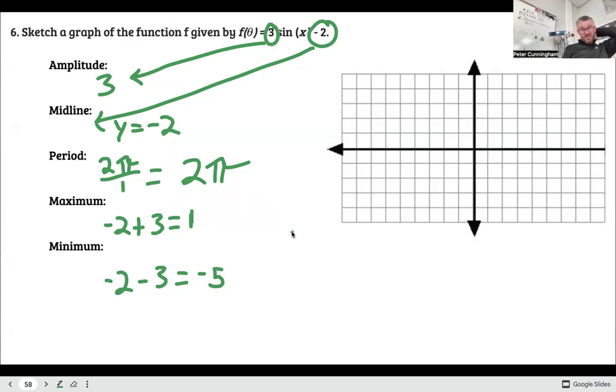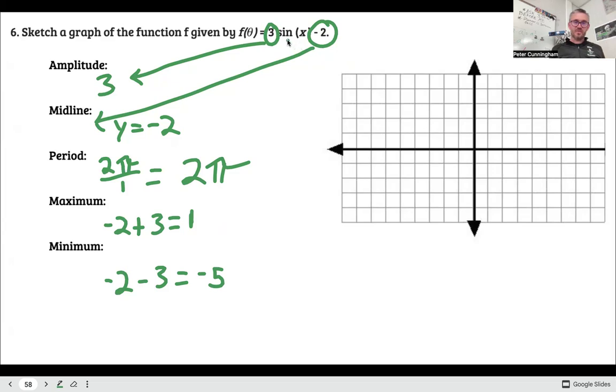A lot of people are mixing up the max and min because they can't remember which one you're adding and which one you're subtracting, especially when there's a negative involved. You're overthinking it. The maximum needs to be higher than the minimum. The maximum, you need to go up from the middle to get there. The minimum, you need to go down from the middle to get there.